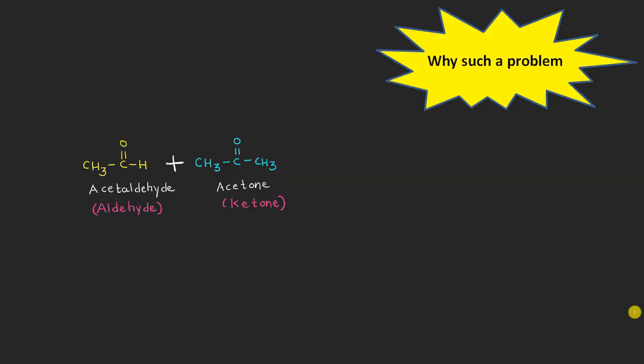And why is such a problem arising? The reason is quite simple. If this is the first reactant molecule, these two reactants are from the previous reaction. Let us say this is the first reactant, the acetaldehyde, and here you can see this is the second reactant molecule, which is a molecule of acetone, right?